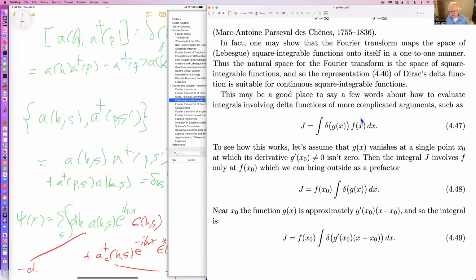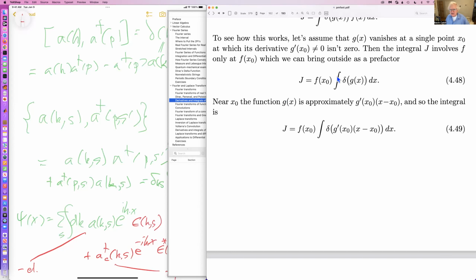What I was trying to explain here is that if G only vanishes at a single point, and it vanishes in a non-trivial way, having only one zero there, or in a trivial way, having only one zero, depending on your point of view, then this integral is only sensitive to f when f is near x0. So we can pull out f of x0. And then what we have is this. And now g of x is sensitive only near its zero. And near its zero, it's just g prime of x0 times x minus x0. So it really looks like that.